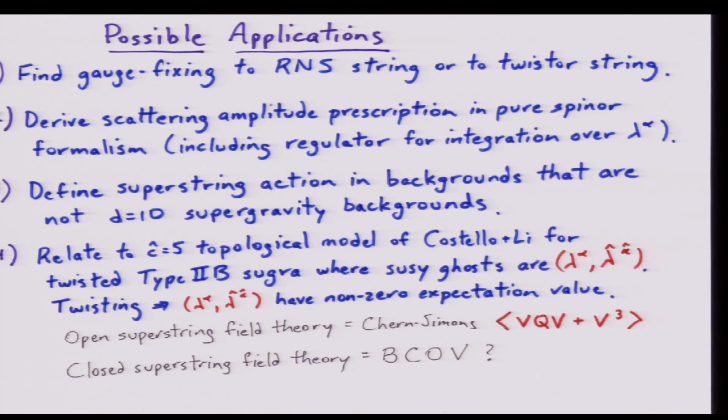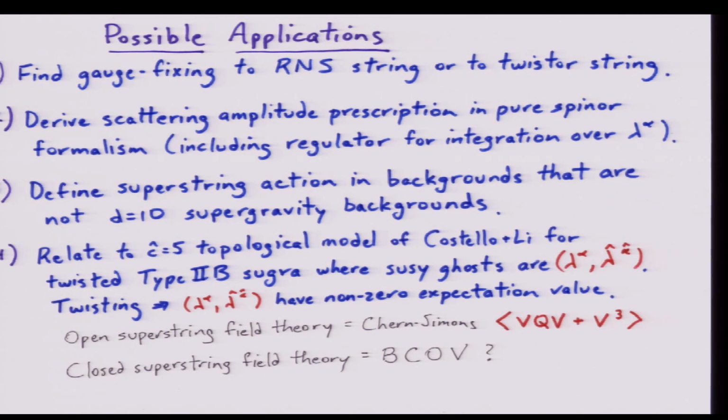Another thing you would like to do: the pure spinor formalism has a scattering amplitude prescription, which was used to compute multi-loop amplitudes. It's easy to show it's BRST invariant, but it has some rather unusual features. You need a regulator in order to do the integration over the pure spinors. We would like to derive this prescription starting from some reparameterization invariant formalism. Thirdly, one would like to describe the superstring in backgrounds other than D equals 10 supergravity backgrounds. This sounds promising once you can start from something like a topological model. And finally, one would like to understand the relation of this to these twisted versions of supergravity and super-Yang-Mills.